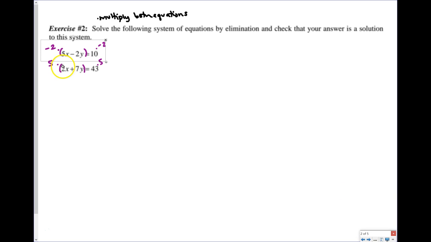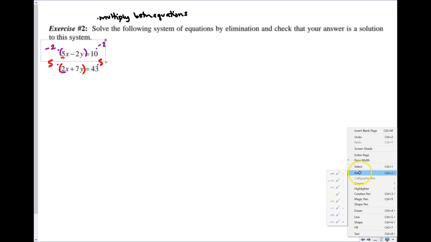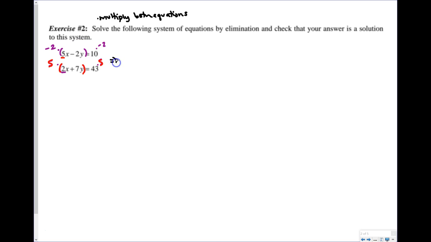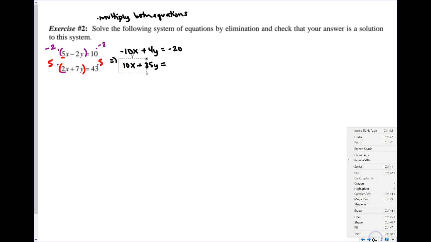Let's do this in a different color so I can show you. So this I'm multiplying by 5 because I got the 5 from here. The top one I'm multiplying by 2 because I got the 2 from here. And watch what happens when I do the multiplication out. This top equation is going to become -10x plus 4y, I'm distributing, equals -20. And the bottom equation is going to become 10x plus 35y equals 43 times 5, 215.